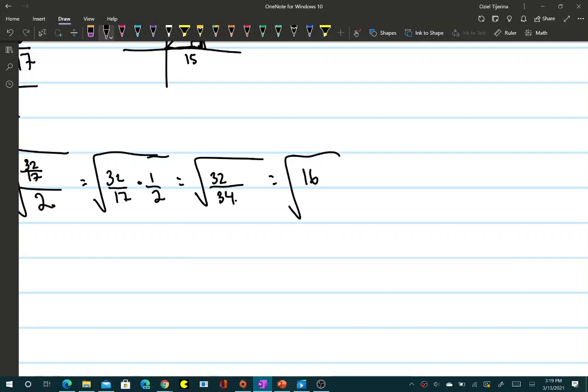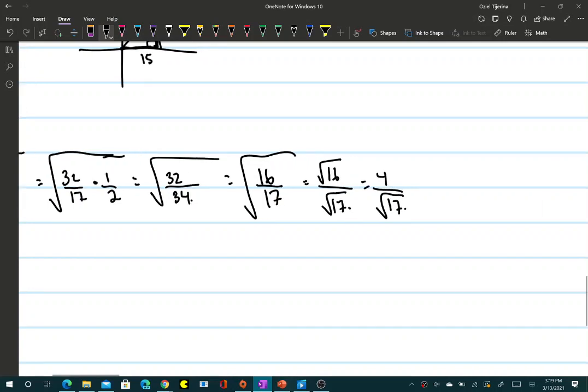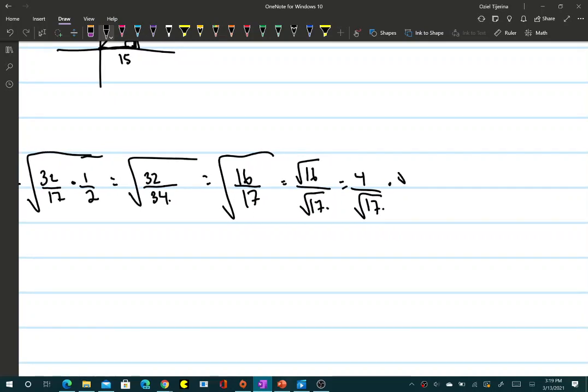of 16 over 17. This is just the square root of 16 over the square root of 17, and the square root of 16 is 4. So then you would have 4 divided by the square root of 17. Now again, you can rationalize. I know some professors don't require you to do this, and others do. So the way I would do it again is I would just say times the square root of 17. Whatever square root you have on the bottom, just multiply it on top and bottom to rationalize.